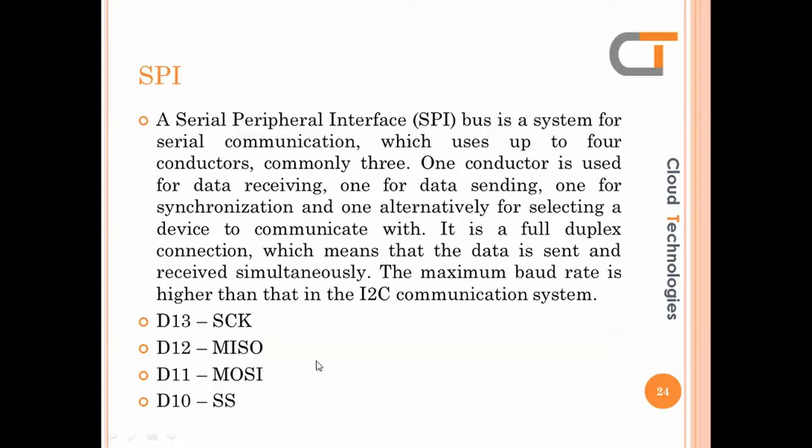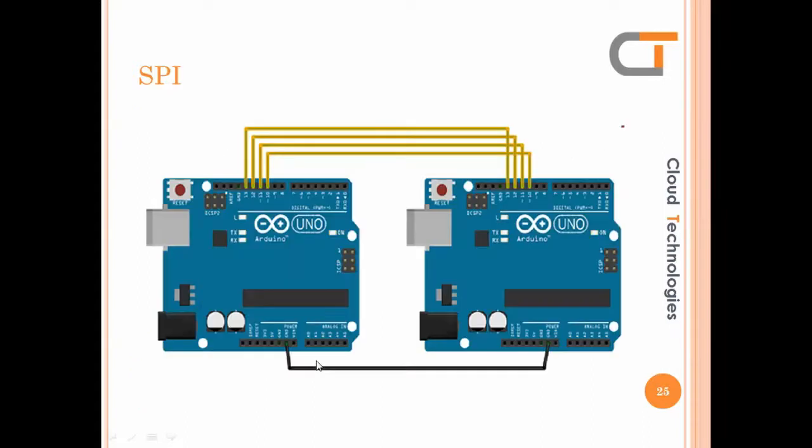We can use two Arduino boards for SPI communication. Digital pin 13 is connected to 13 of the second Arduino, 12 to 12, 11 to the 11th pin of the second Arduino, and 10 to the 10th pin. Both should be grounded, then only the communication will happen. Like this we can use SPI communication, with multiple Arduinos: one is the master and the others are slaves.